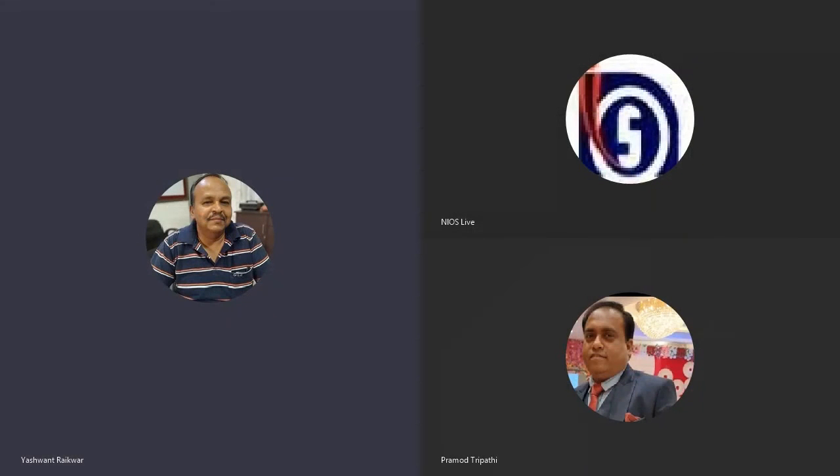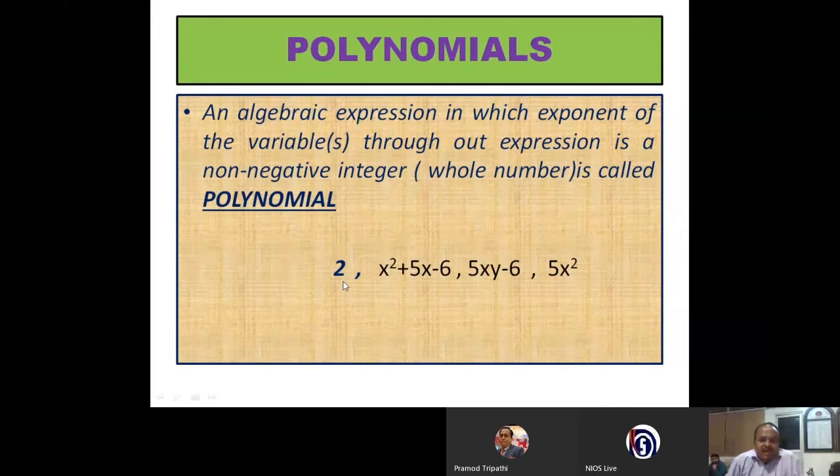But the variable is hidden here. That is x raised to the power 0. In the second example, x square plus 5x minus 6. We see here the exponent of the variable in the first term, x square. What is the exponent? 2 is here. And in the second term, 5x, so x raised to the power 1. It is a non-negative integer. Minus 6 is a constant, but the variable is hidden here, x raised to the power 0.